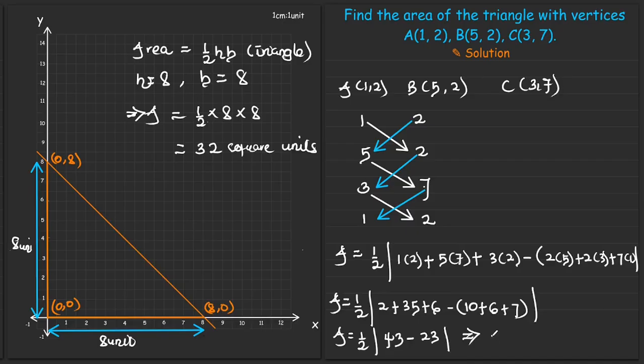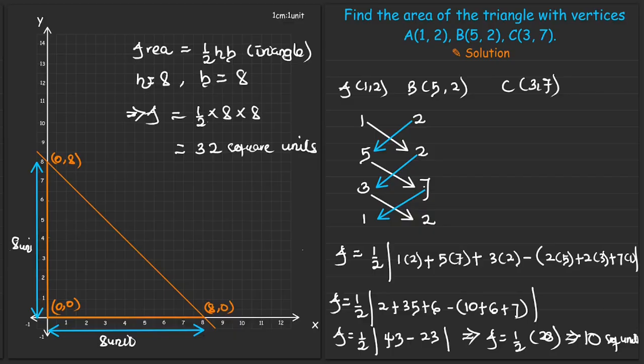Which means we have what? Our area being equal to 1 over 2 times 43 minus 23, which gives us a 20. Then half of 20 is simply what? A 10. Easy. So it simply means our area is 10 square units. As simple as that. You see how we're able to just use the formula to get our answer.